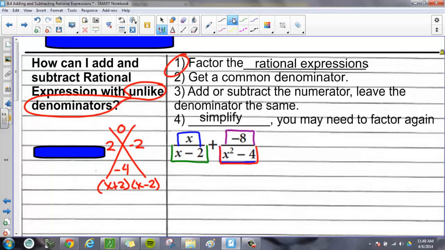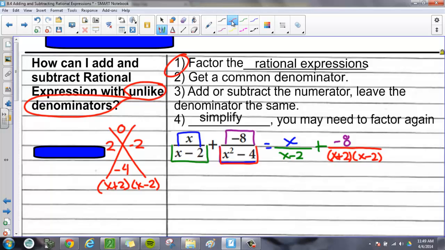Now let's rewrite this whole thing and get a common denominator. We have x over x minus 2, and then we're adding minus 8 over this red thing, this x squared minus 4, which turned into x plus 2 times x minus 2.